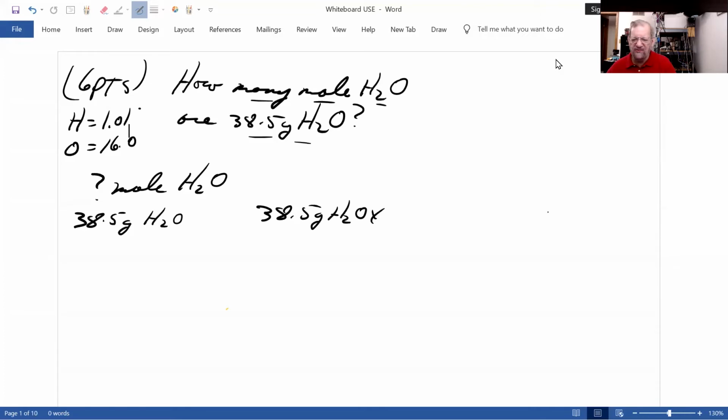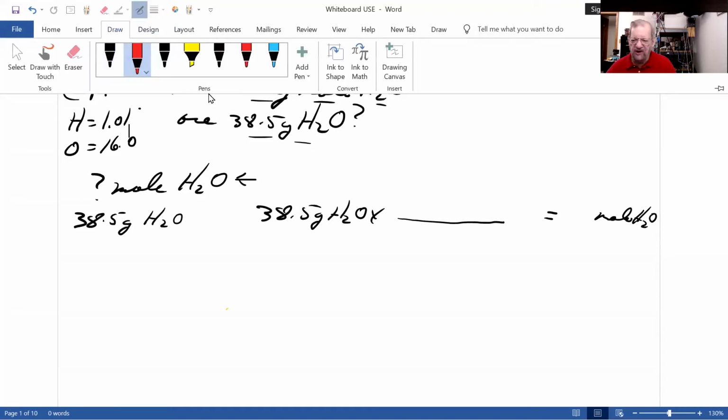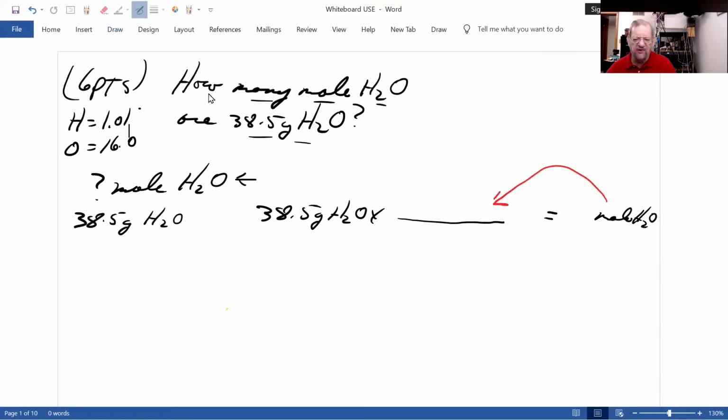And what answer do you want? What units do you want your answer in? Well, you figured that out here, and that's moles of water. Now, if I had a magic ratio, not magic, it's chemistry, how do I figure that out? By using unit analysis. Whatever you're trying to get to goes on top. Whatever you're trying to get rid of goes underneath this ratio.